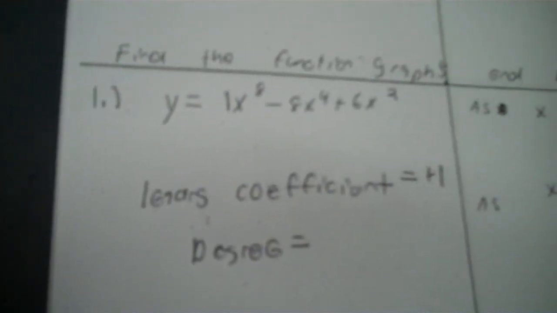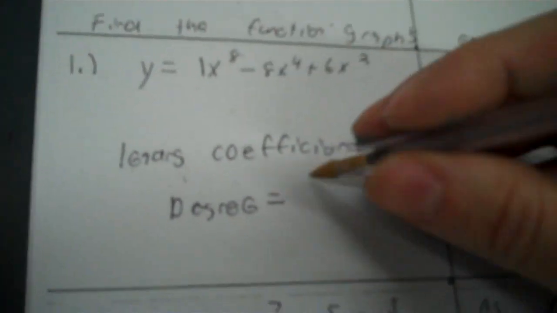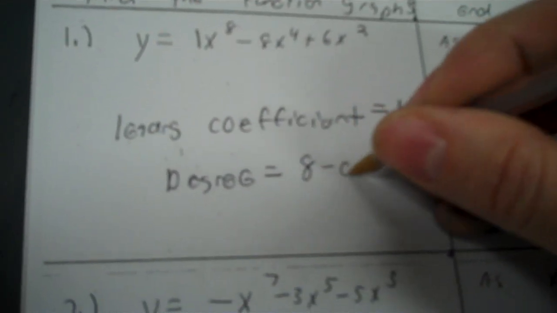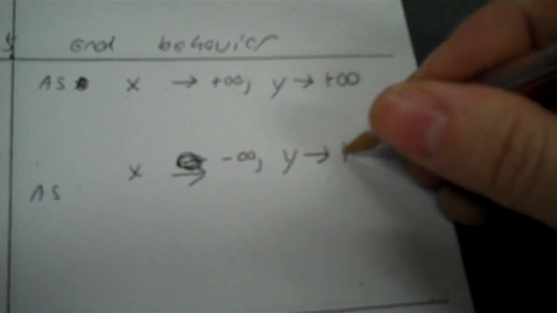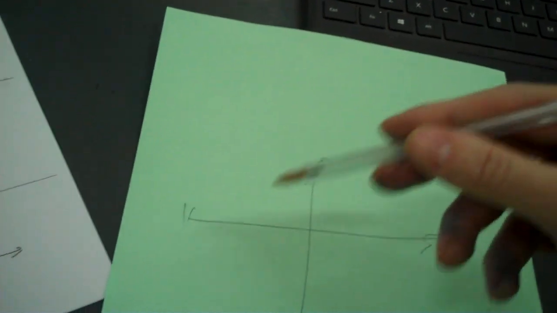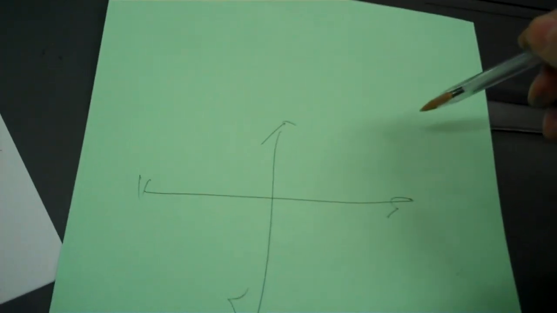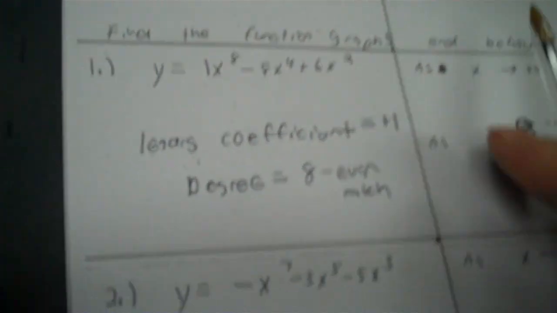Okay, the degree is the highest exponent. It's 8. Now, is that even or odd? That's even. So if the highest exponent's even, the end behaviors have to match. If that's positive infinity, this has to be positive infinity. So they'd both be going up. It'd be a crazy graph, but in the end they both go up.